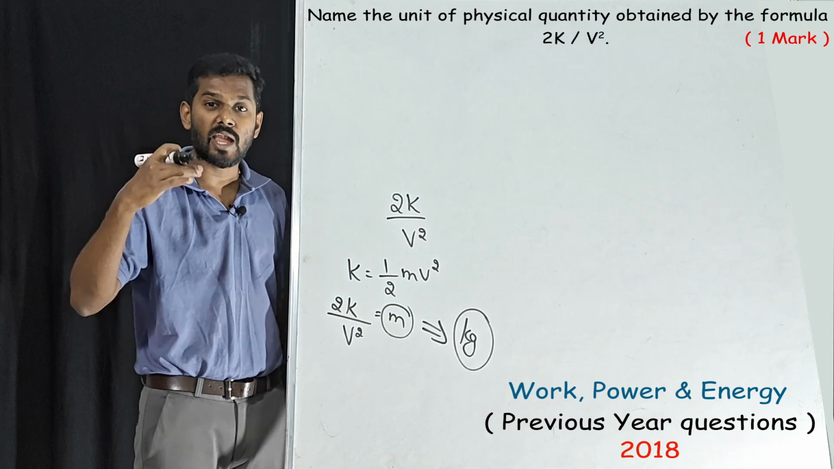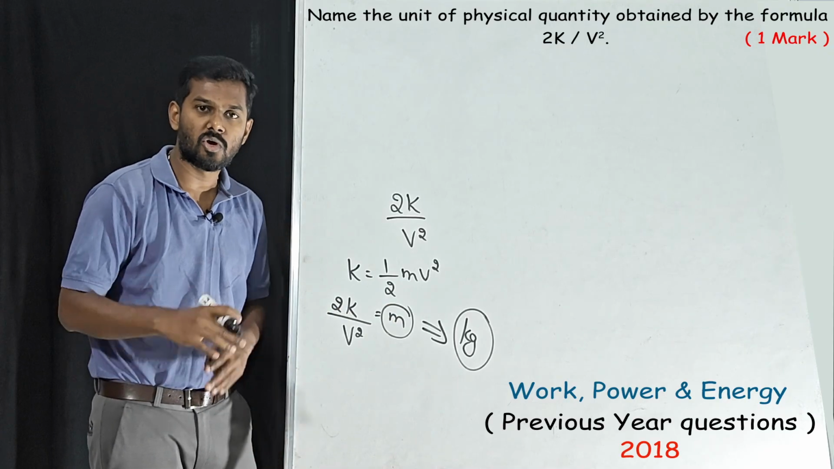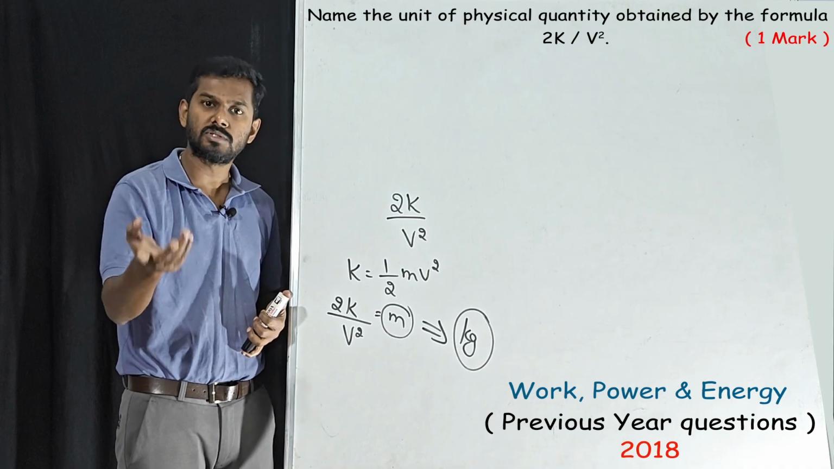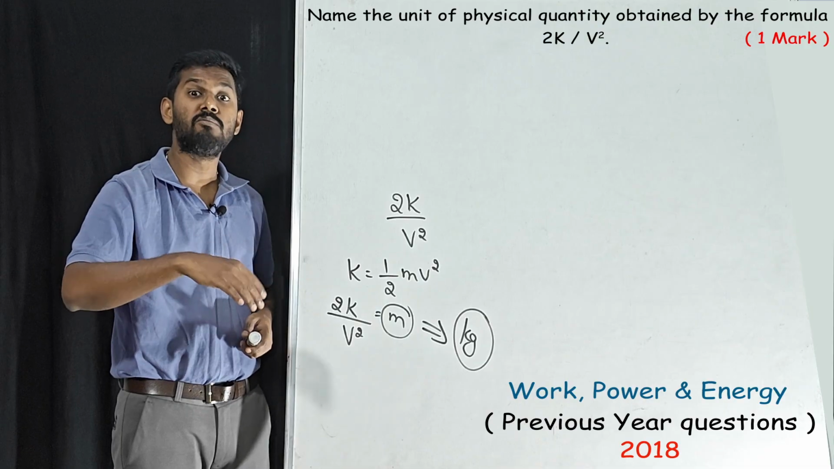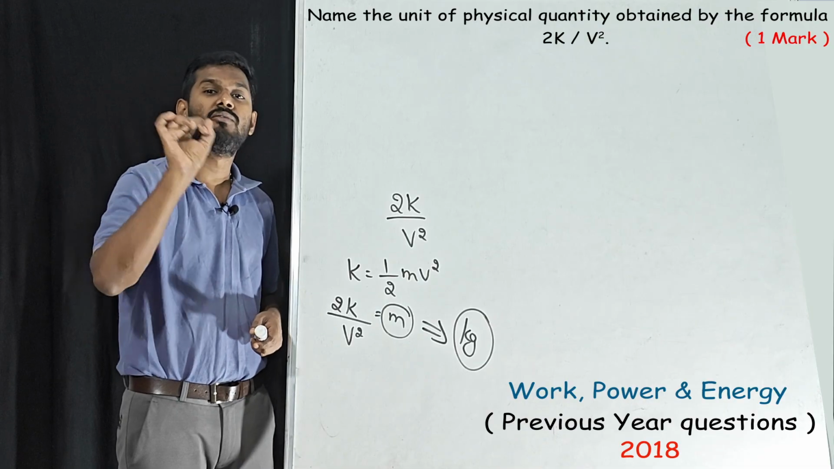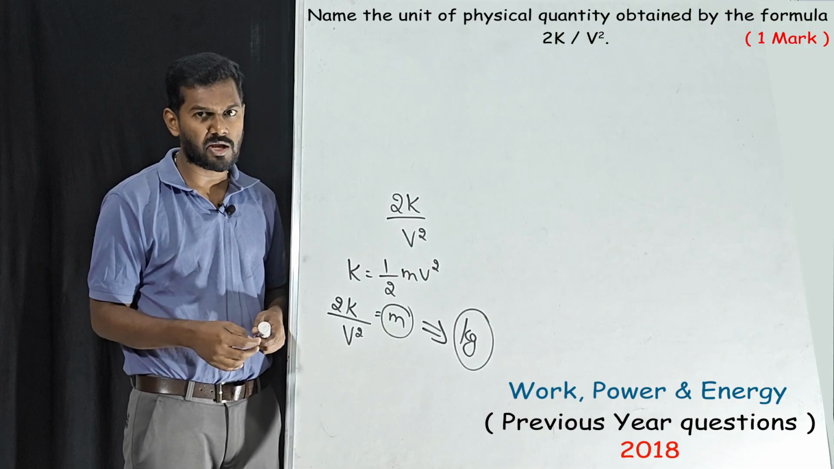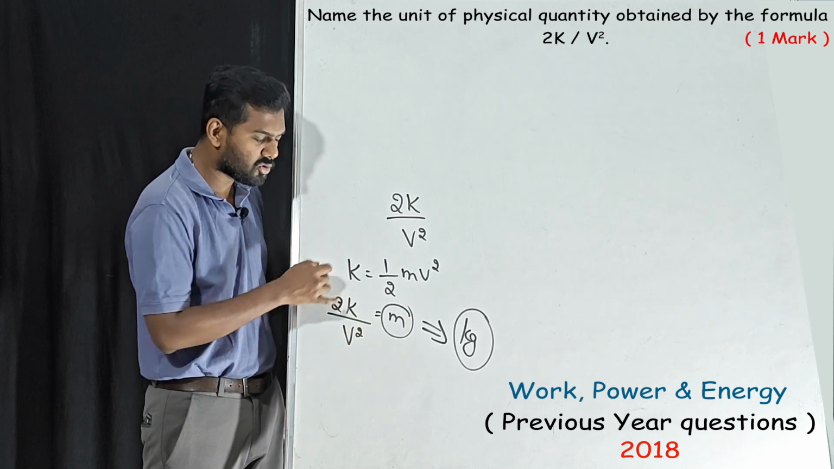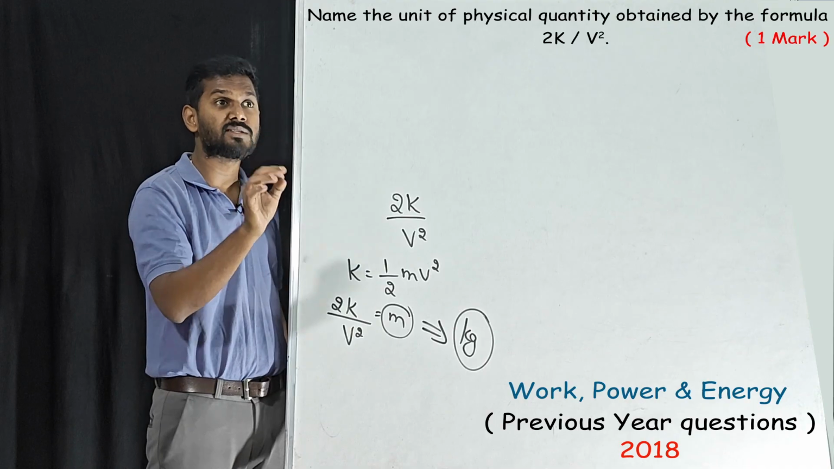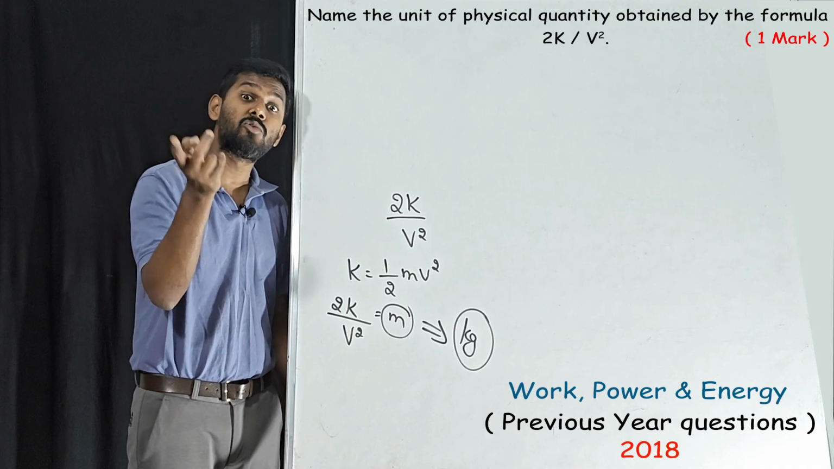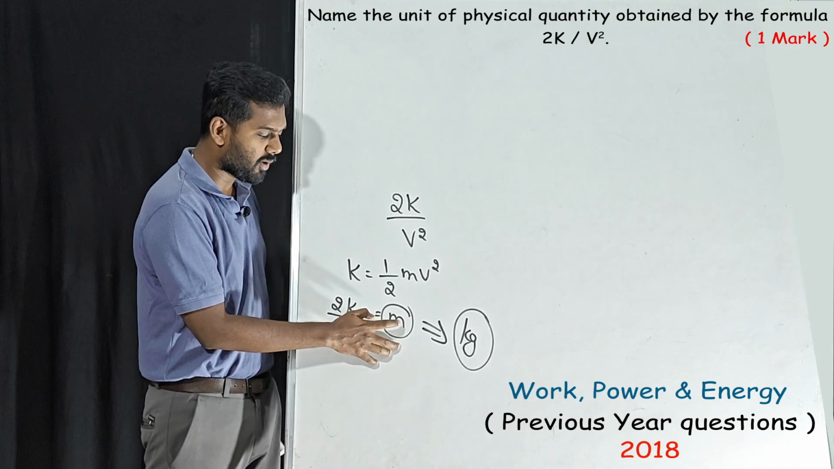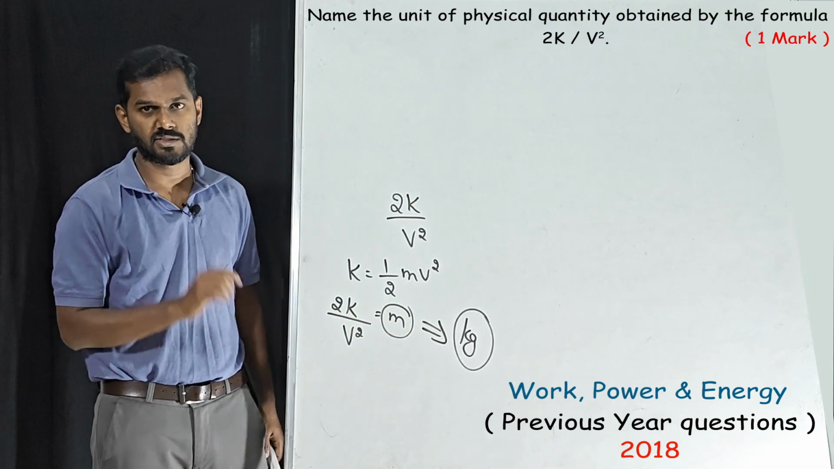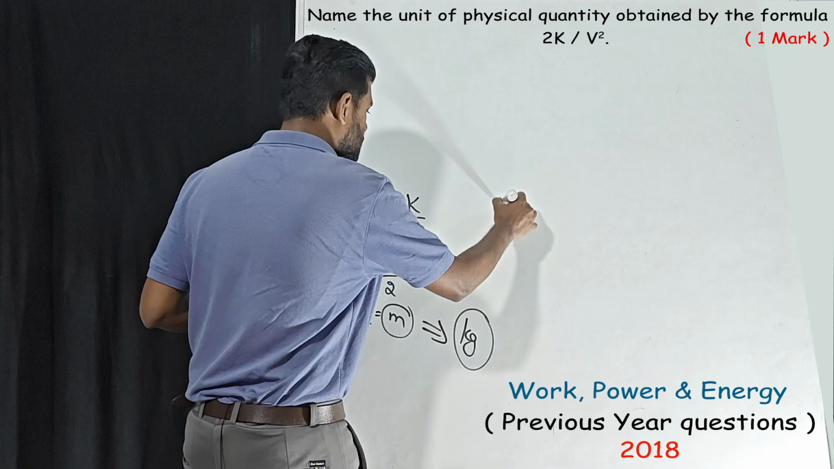What is a physical quantity? Anything which you can measure. If you can measure mass, it is a physical quantity. Density, physical quantity. Force, physical quantity. Whatever things we can measure, all of those are physical quantities. Earthquake also we can measure, correct? So earthquake is also a physical quantity. Now in this question they are not asking to name the physical quantity, but to name the unit of the physical quantity. This physical quantity is mass. What is the unit of mass? That is kg.